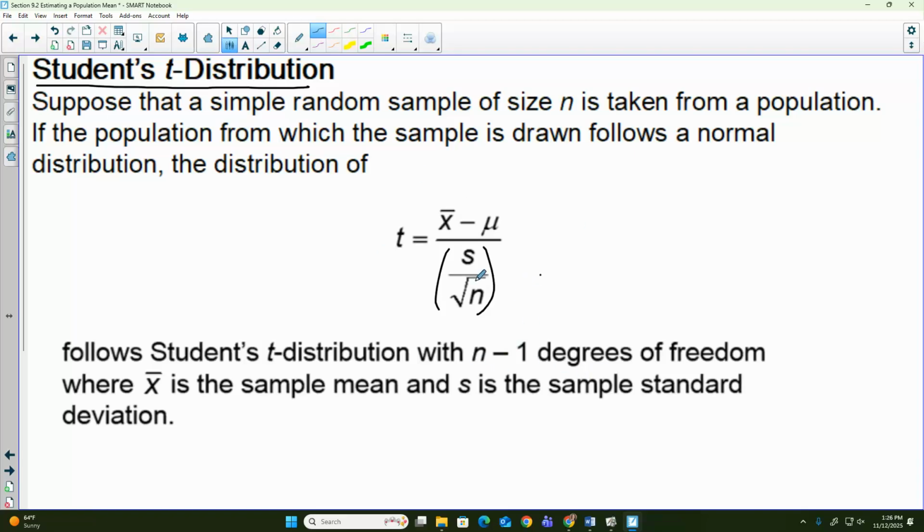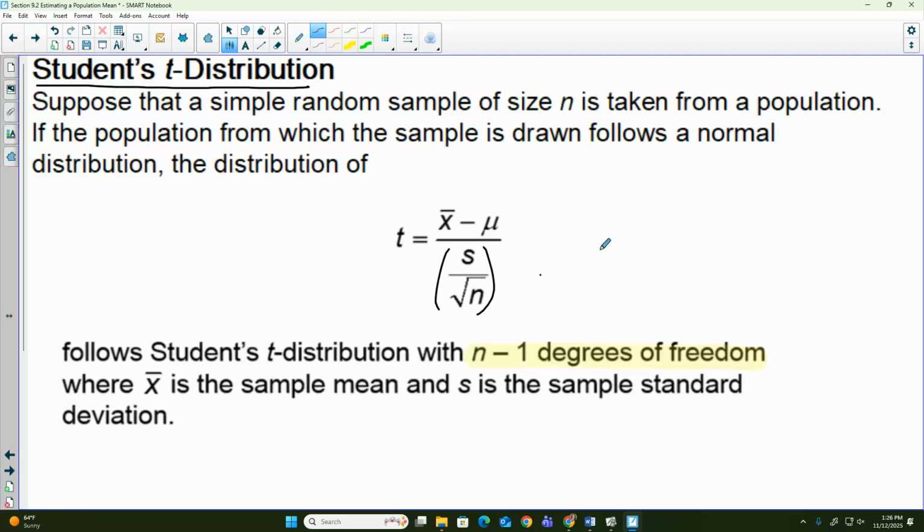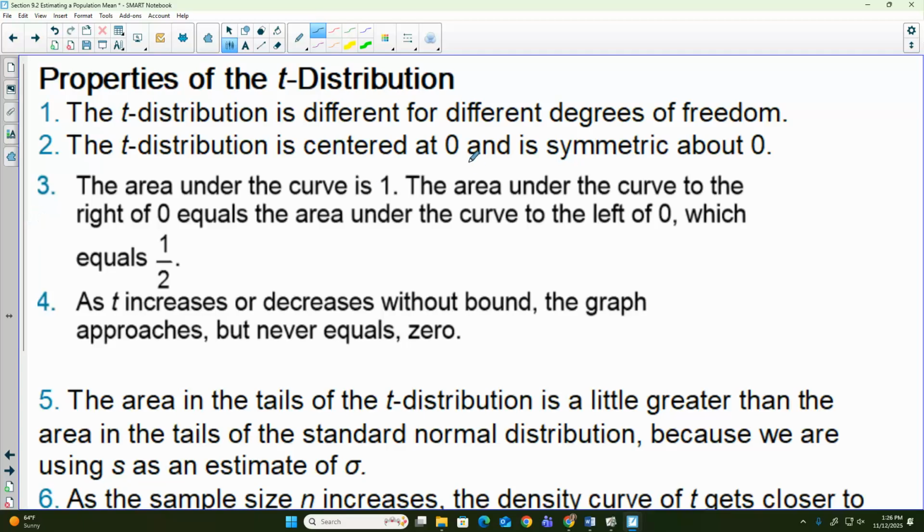The other thing that you really do need to know for reading the table: degrees of freedom is always one less than your sample size. So this one had a sample of 17, so it would be 16 degrees of freedom. X bar represents sample mean, S is the sample standard deviation. The T distribution is different depending on the degrees of freedom, which is basically saying it's different based on your sample size.